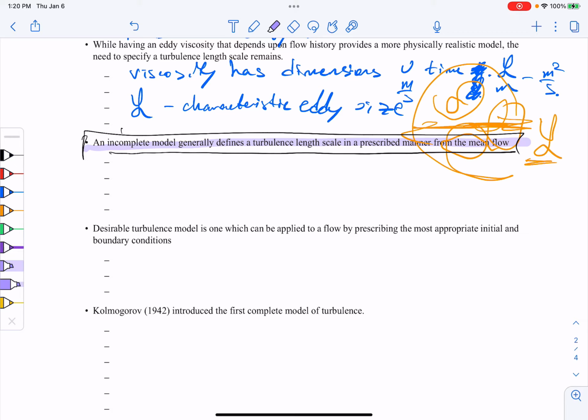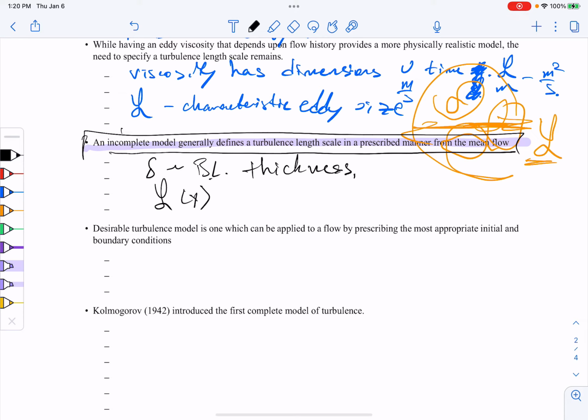So what would be one example? If you're doing a turbulent boundary layer flow, you might look for the boundary layer thickness, or the length scale as a function of y for boundary layers. So these are two examples where we absolutely have no idea, but we specify something in the flow. So one good model actually turns out to be L goes as y. And you can see it's dimensionally correct on both sides. We have meters on both sides.